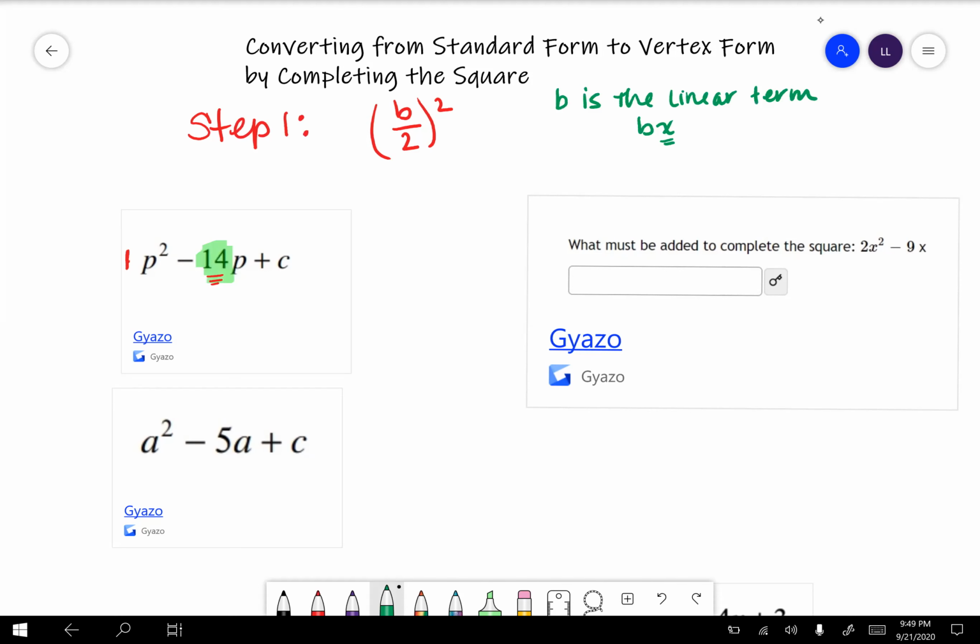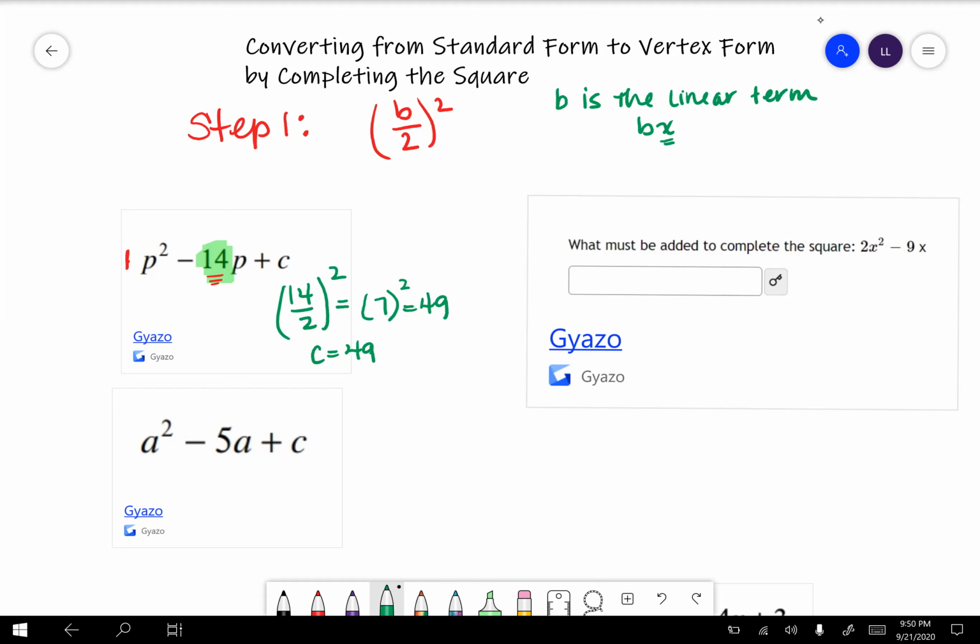So we're going to take B, which is 14. We're going to divide it by 2, and then we're going to square it. So 14 divided by 2 is 7, using order of operations. 7 squared is 49. So to complete this square, C is going to be 49.